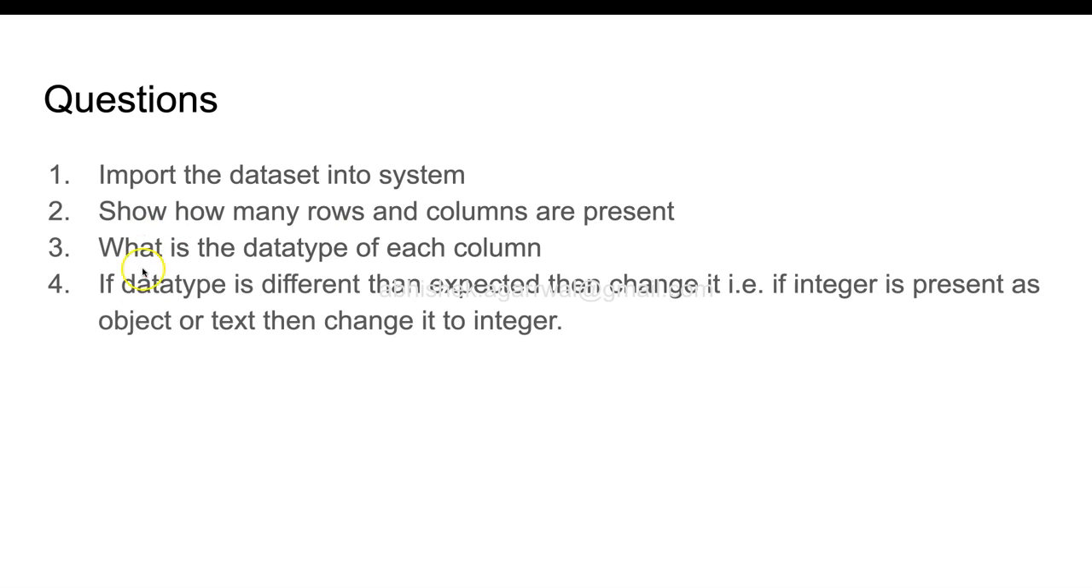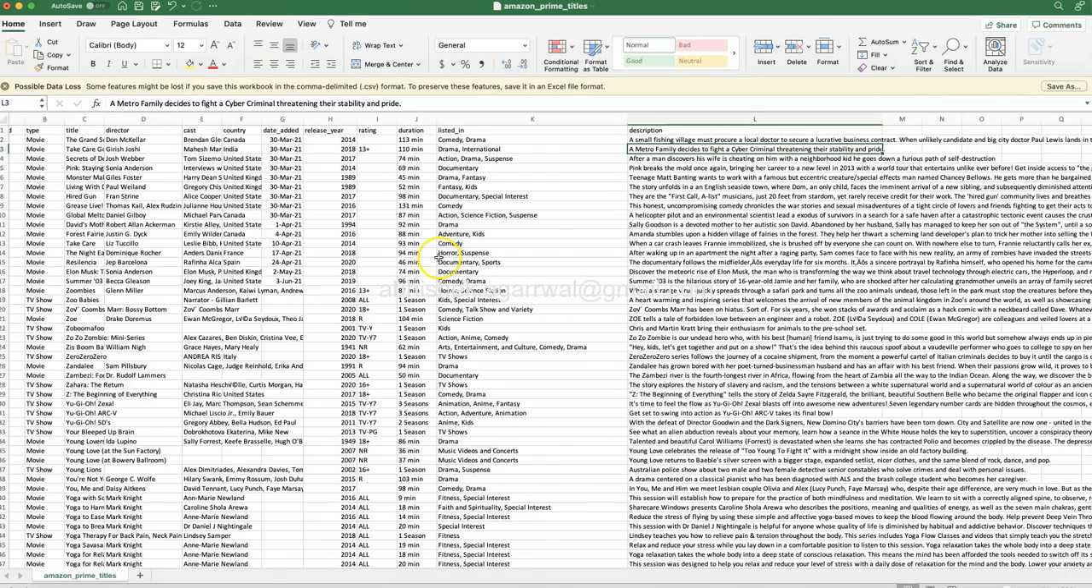Okay. Now, if the data type is different than expected, then change it. For example, if an integer is present as object or text, then change it to integer. Like I said, an example is release year. The system will consider it as numeric, because if you see, this is all numeric.